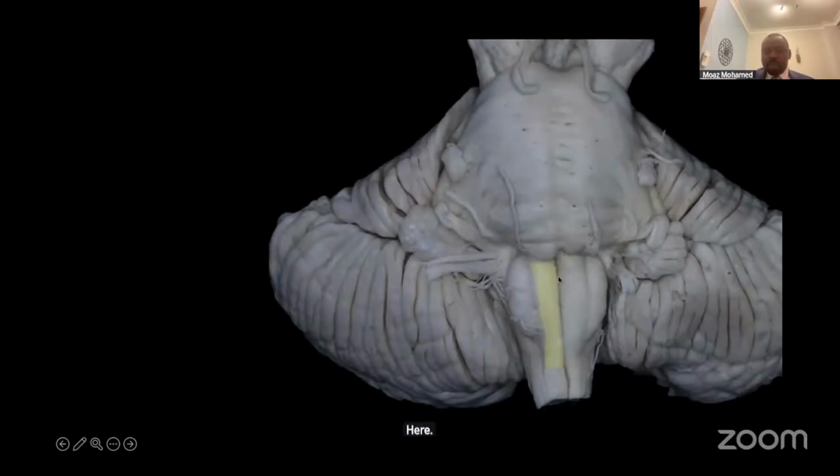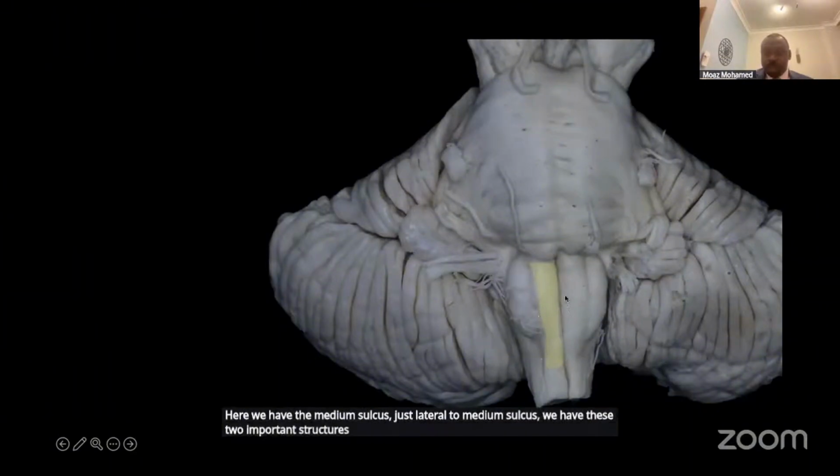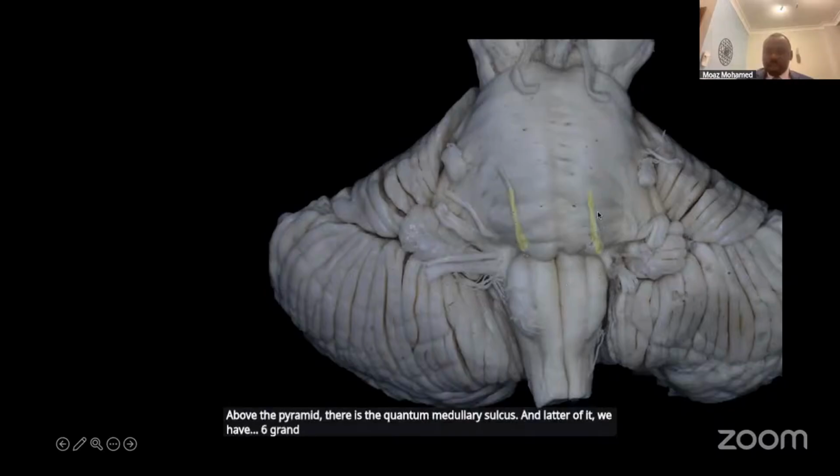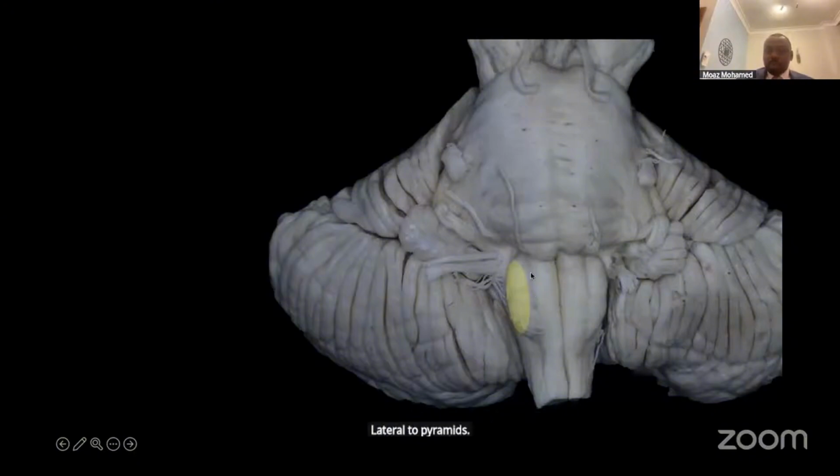Here we have the median sulcus. Just lateral to the median sulcus, we have these two important structures, the pyramids. Above the pyramid, there is the pontomedullary sulcus, and lateral to it, the sixth cranial nerve emerges. Lateral to the pyramid, we have this oval structure, the olive. Between the olive and the pyramid, we have the anterior olivary sulcus, in which the twelfth cranial nerve, the hypoglossal nerve, comes out, between the pyramid and olive.